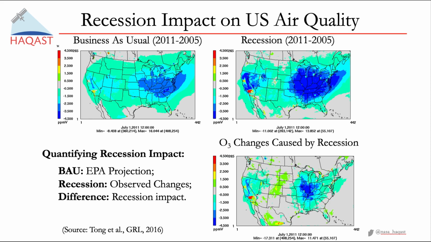The difference between business as usual and a recession, which is shown at the bottom, showed that the recession has further reduced the ozone concentration in the eastern United States and also in the Pacific West. The ozone concentration actually increased in Southern California due to reduced titration. There was also an increase in central US, which was caused by increased emission from the oil and gas operations in this region.